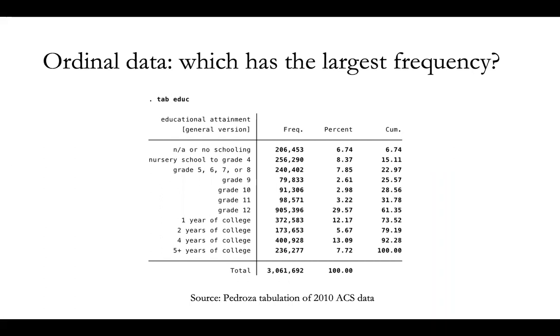If you're looking at ordinal data, like educational attainment, here I'm tabulating the EDUC variable, which is educational attainment. The categories range from no schooling all the way up to 5 or more years of college. So again, look for which category has the most observations. There it is, grade 12. People who finished 12 years of school, the equivalent of a high school diploma, is the largest frequency here. That's the mode.